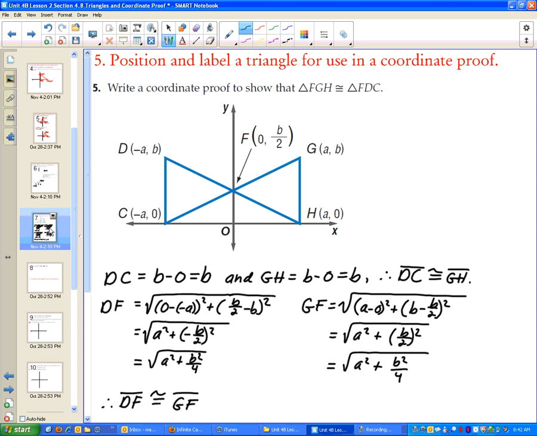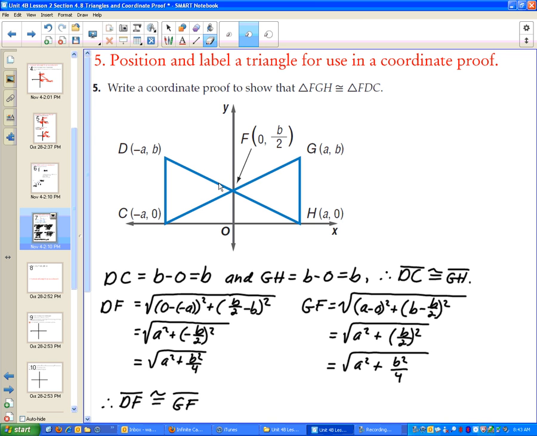Now, to prove that those two triangles are congruent using the coordinates, the only thing I can do with coordinates is find lengths. Right? I can't find angle measures. Now, I guess I could use vertical angles are congruent, but now I'm not using coordinates anymore. So to use the coordinates, the way I use them is by finding lengths. So I'm going to try to prove these two triangles are congruent by side, side, side.